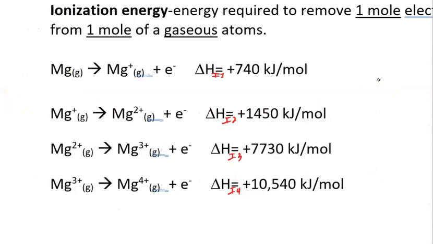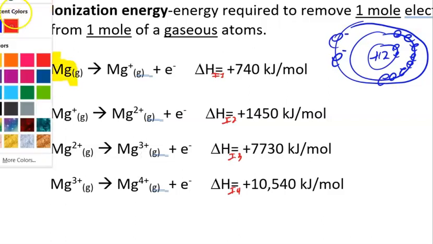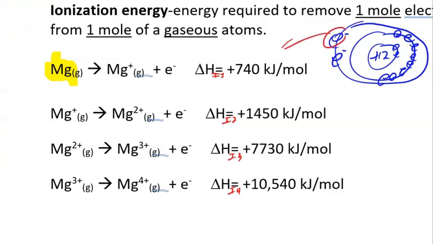For this first one, we can draw plus 12 in the middle. We have 2 electrons in the first energy level, 8 in the second one, and in the third one, we're going to have 2 electrons. So that would be magnesium uncharged. We're going to remove 1 electron here, and it's going to require energy, 740 kilojoules. So that one's gone, and now we're looking at a +1 ion.